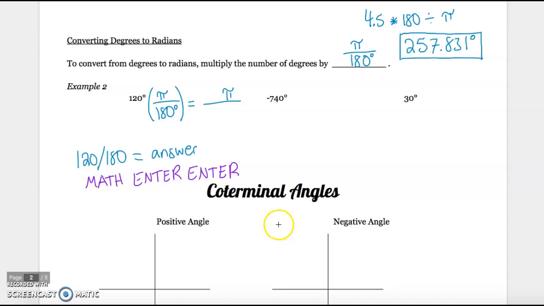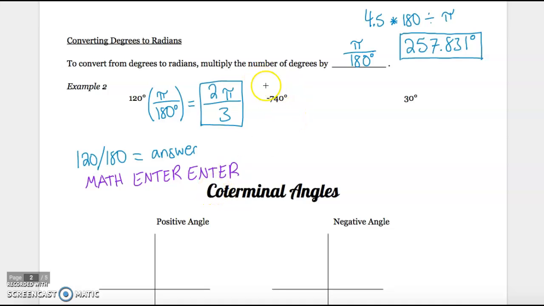So now I got my answer. I hit math, enter, enter, and it gives me 2 over 3. 2 over 3. So this is the exact radian measurement of 120 degrees. It's much prettier looking than this.